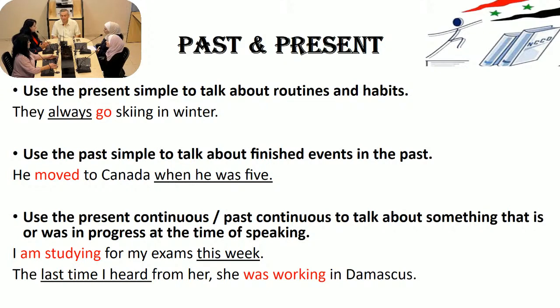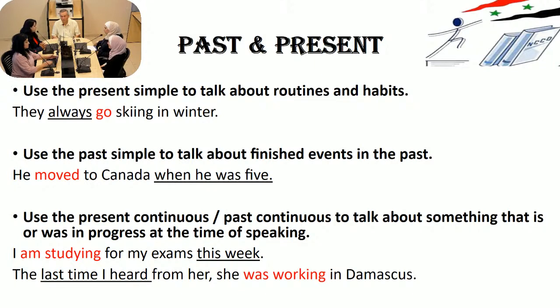We use the present simple to talk about routines and habits, like they always go skiing in winter. It's like a habit, something that happens in general, so we use the present simple. How do we use it? Subject plus verb, with S or without S, based on the subject. If he, she, it, we use S. They, we, you, I, we don't use S. We add S to the verb with he, she, it, like they go, she goes. Here you have to pay attention to words like always.